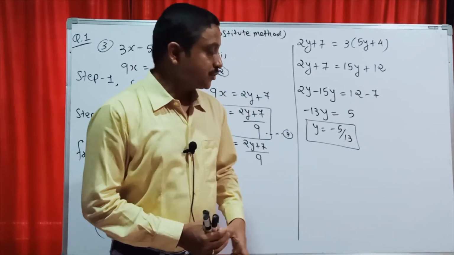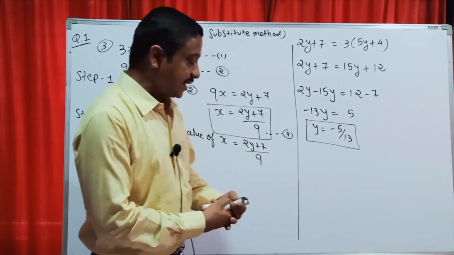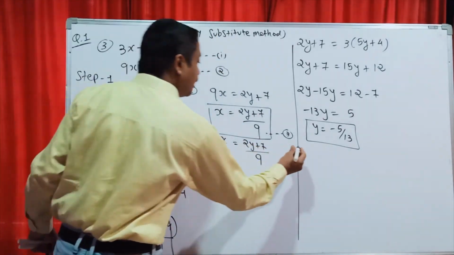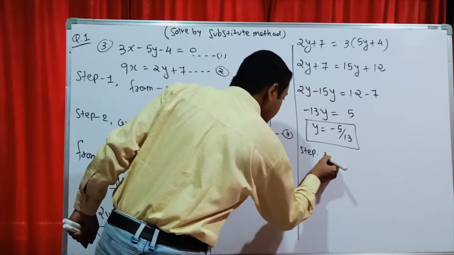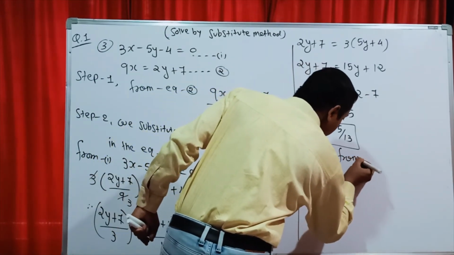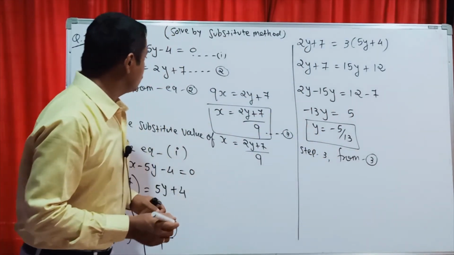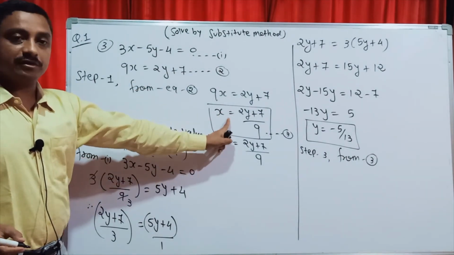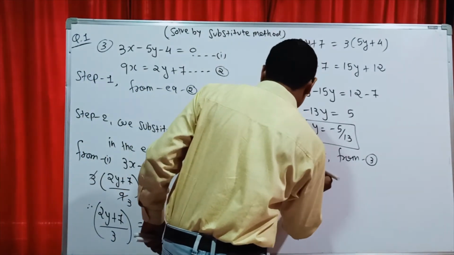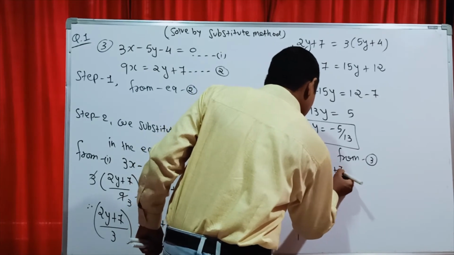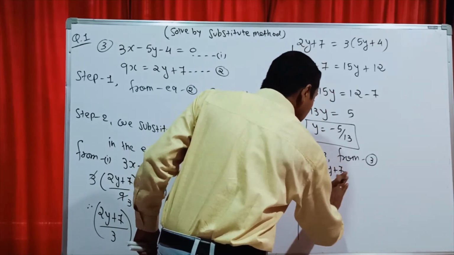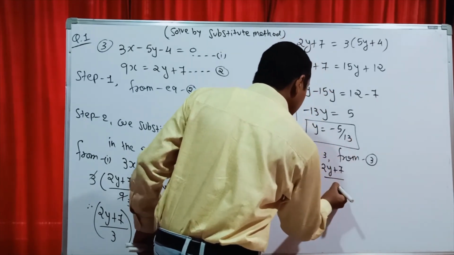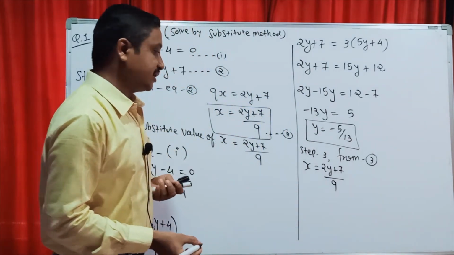Now students, this y value. After that I go to step 2, and now I go to step 3. Just apply from 3. Students, you apply in the third equation, this one. So x is equal to 2y plus 7 by 9. Just put your whole value for y, minus 5 by 13.